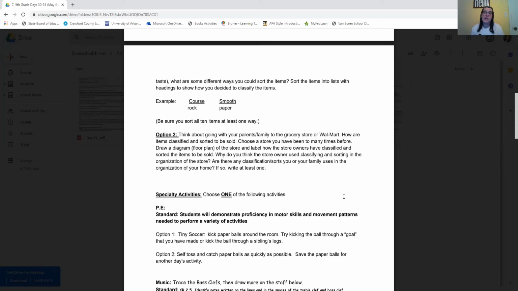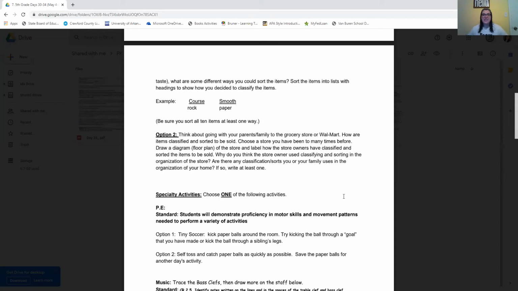The kitchen would be a good place to look. So go to your kitchen and look in your cabinets or your refrigerator. Do you sort things in a certain way? Do you put certain things by each other for a certain reason? Why do you do that? So how do you classify and sort things in your home? How have you seen things classified and sorted in grocery stores? So choose one of those options for science today. You only have to choose one, either option 1 or option 2.